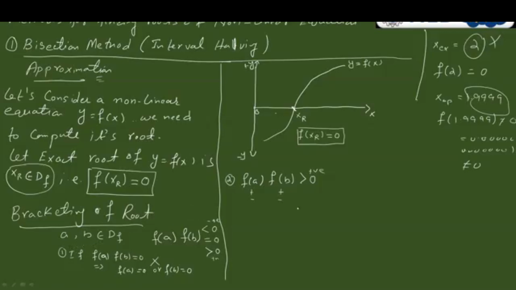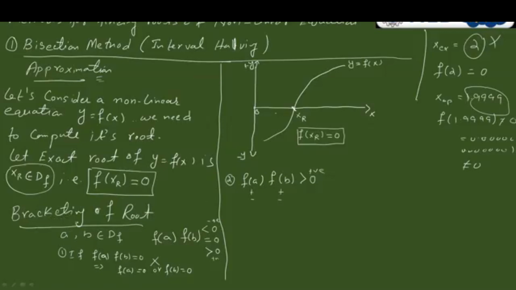What does this mean? It means that if I select A and B such that when I put them in the function, I get a positive answer at both points or a negative answer at both points, only positive or only negative, then if I multiply them, I will get an answer greater than 0, that is positive. Then in this case, I have no conclusion about whether there exists any root between A and B or not. That is, we have managed bracketing or not.